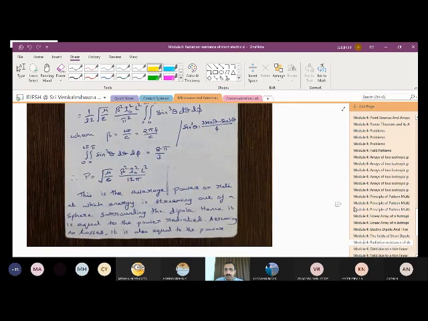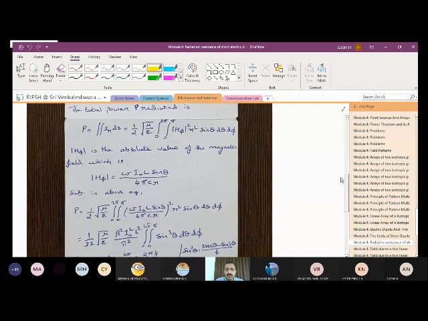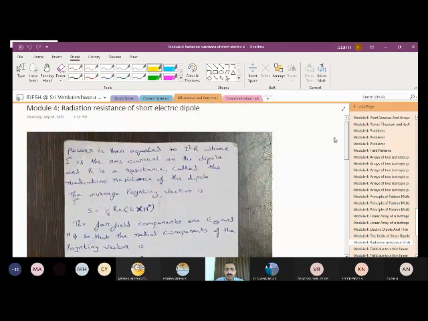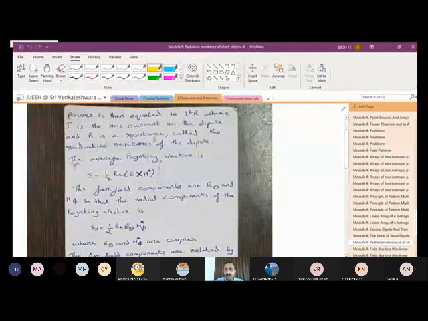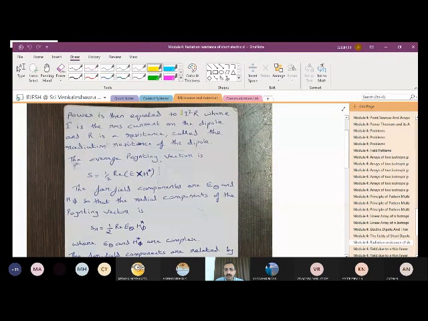So here we are going to see with equations. So the power is equated to I square R. What you're going to see here is a derivation for you to understand, where the power is equated to I square R, where I is the RMS current and R is the resistance, called the radiation resistance.